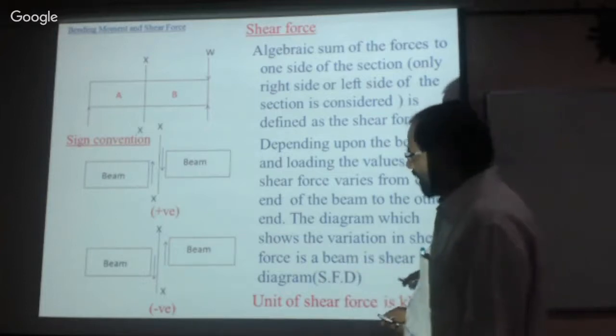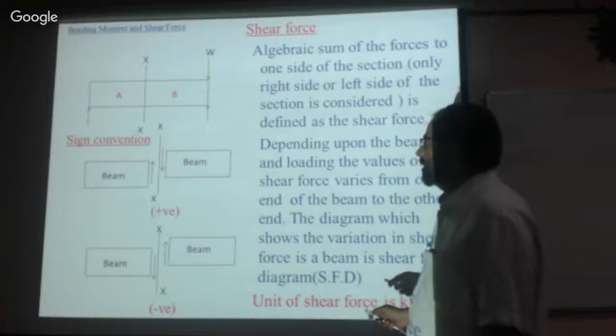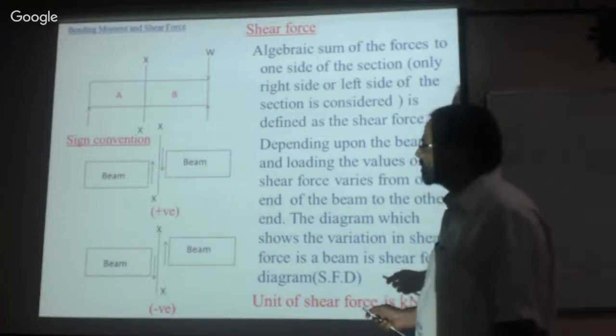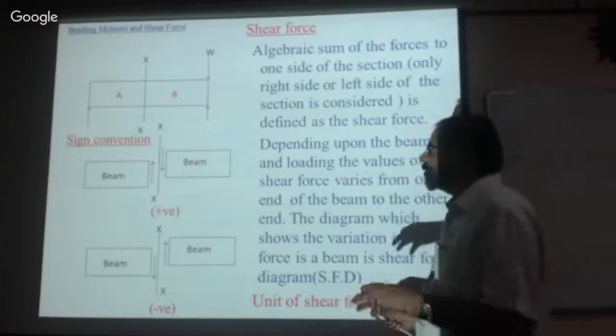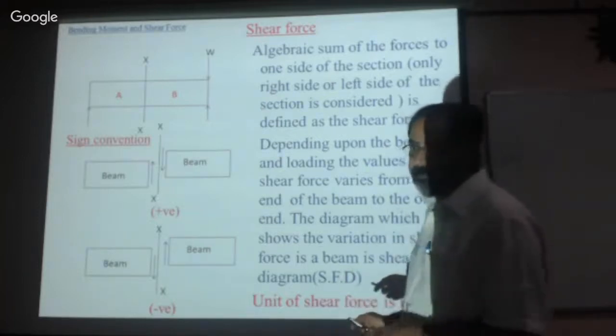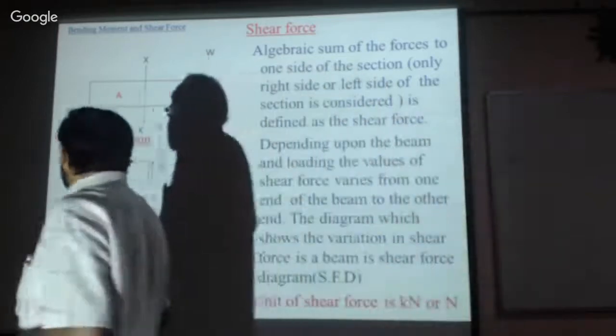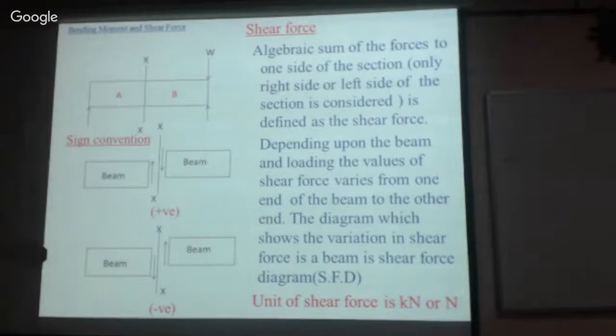Then we have adopted this same convention for everything. We should consider some convention, some method. We have to follow certain rules and regulations. So what we do normally is use the same convention. Suppose we consider this beam, this is the load, and this is the section. If you consider the left hand side, here the shear force is acting upward. Therefore, from the section, left upward is positive, and vice versa.